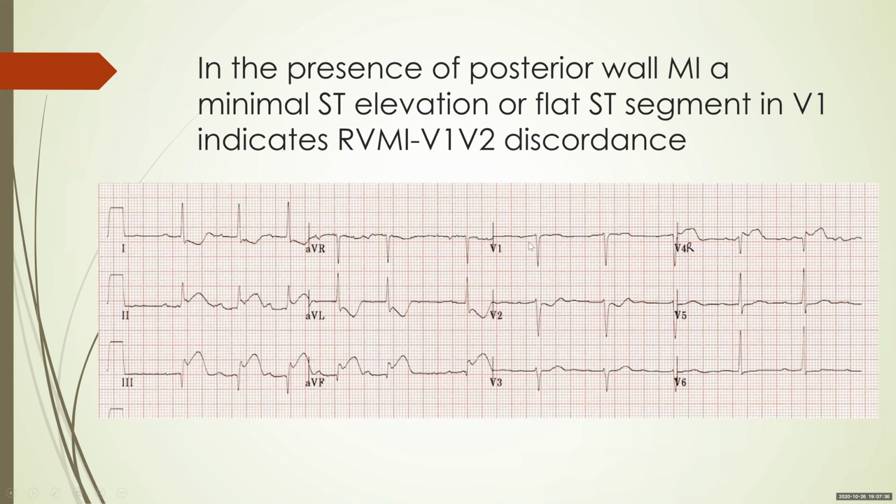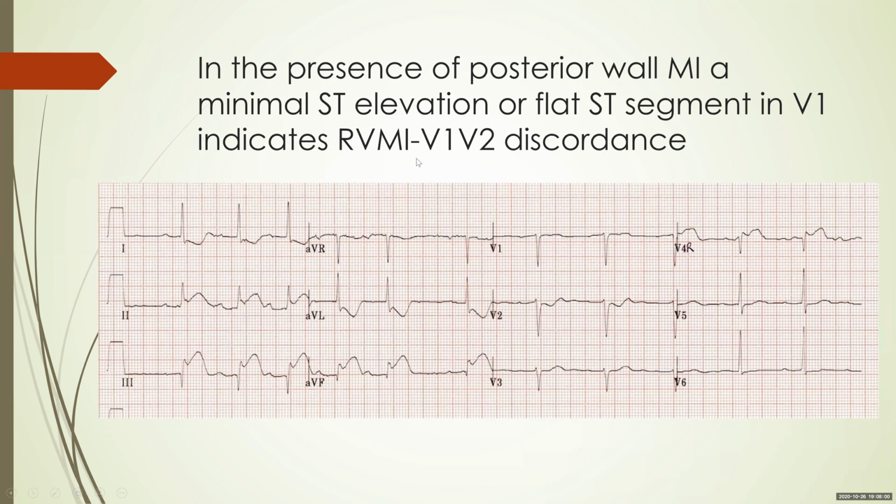What has happened is that you have a posterior wall MI, which brings down the ST segment in V1, and you have an RVMI, which brings up the ST segment in V1. So the sum of which gives you the final ST segment. You have an ST depression due to a posterior wall MI as well as an ST elevation due to an RVMI, resulting in a flat ST segment.